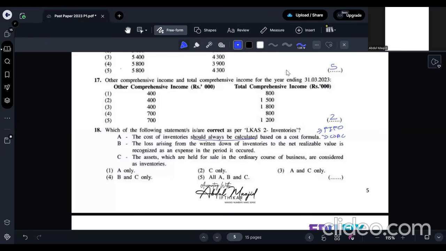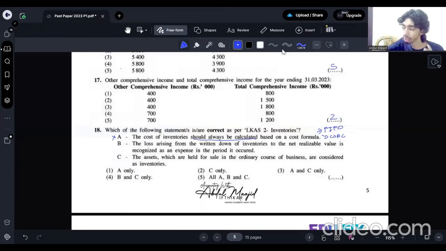So should always be calculated? No. Okay, there are a few other methods to calculate the cost of inventory which are not there in your syllabus. For example, there's something called the retail method. Likewise, there are methods other than the cost formula to calculate your cost of inventory. Therefore, this is wrong. The loss arising from written down value of inventory, that means the stock written off value, if your net realizable value is low, should be recognized as expense in the period it occurred. Correct, right? If the NRV is lower, the stock written off value we will record as an expense, right? So B is correct.